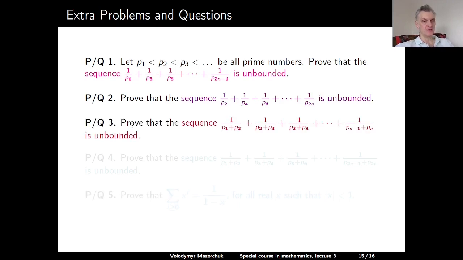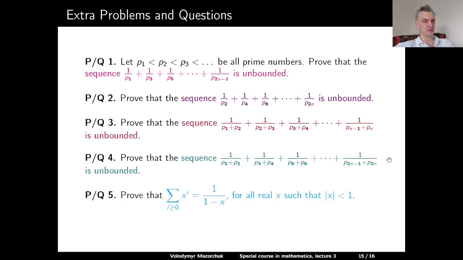Problem question 3. More complicated situation. The sequence 1 divided by p1 plus p2 plus 1 divided by p2 plus p3 plus and so on plus 1 divided by p(n minus 1) plus pn is unbounded. And yet more complicated, the sequence 1 divided by p1 plus p2 plus 1 divided by p3 plus p4 and so on is also unbounded.